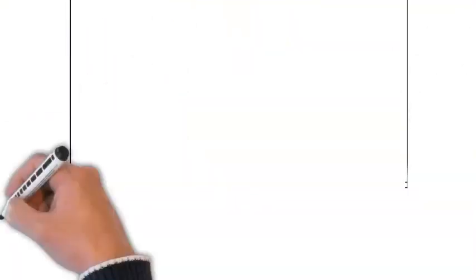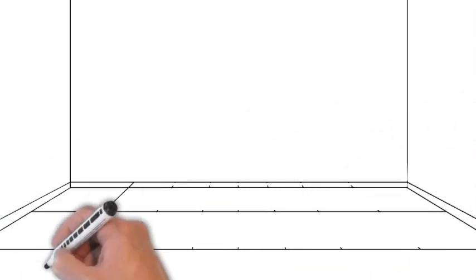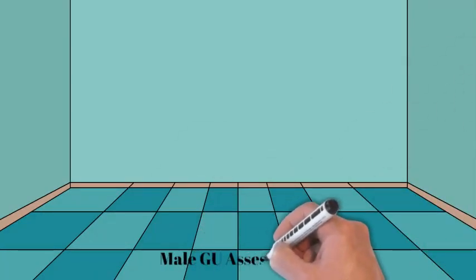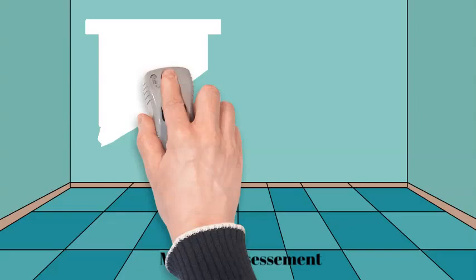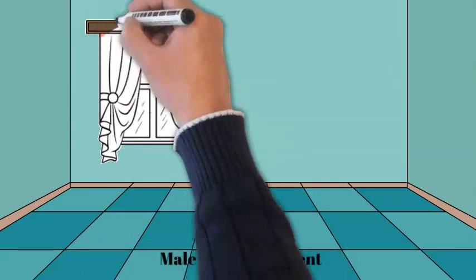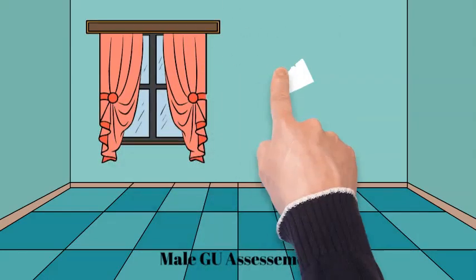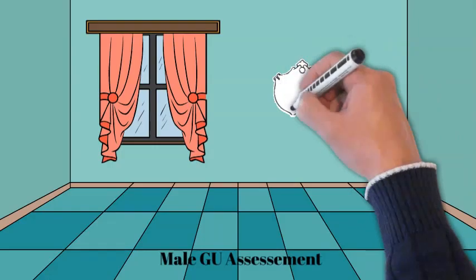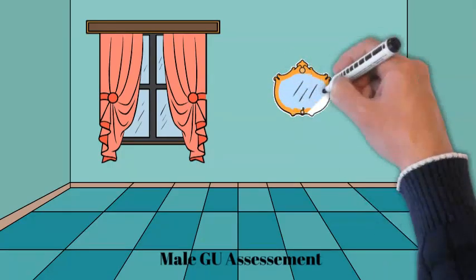Male genitalia assessment. Key terms: phimosis, paraphimosis, balanitis, epididymitis, orchitis, hydrocele, varicocele, testicular cancer, prostate cancer. Definition of key terms. Phimosis, tightening of the foreskin that cannot be retracted. Paraphimosis, foreskin that is retracted and cannot be returned to its normal position.